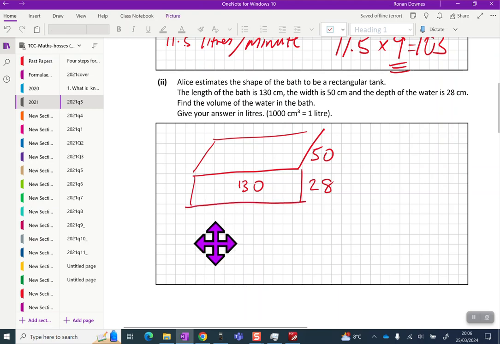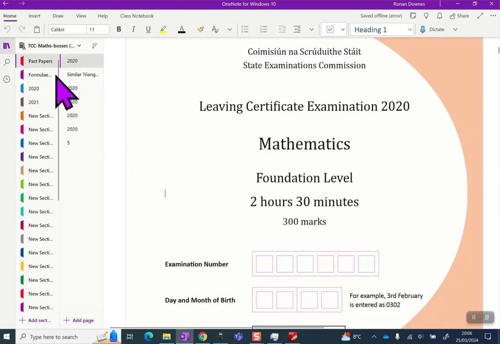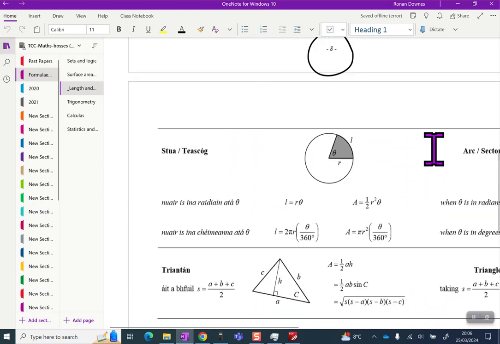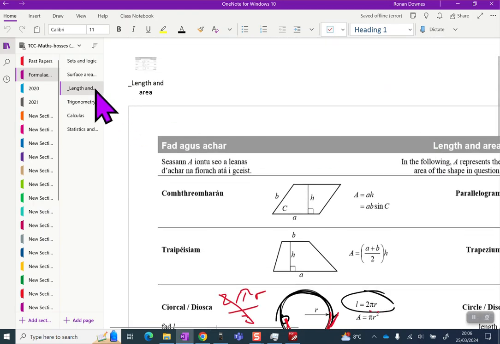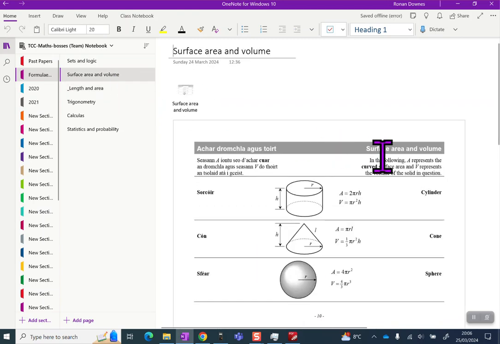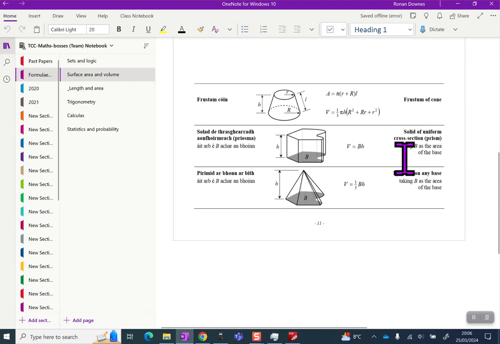Now we'll just quickly look at the log tables and see, do we have in area and volume something for a rectangular solid? Length and volume, probably. Length and area, no, surface area and volume. Do we have any equation for a rectangular solid? We don't really, except to say we have an equation for a solid of uniform cross-sectional area. And in this case, A would be the length by the breadth by the height. So technically speaking, this could be a rectangular solid.